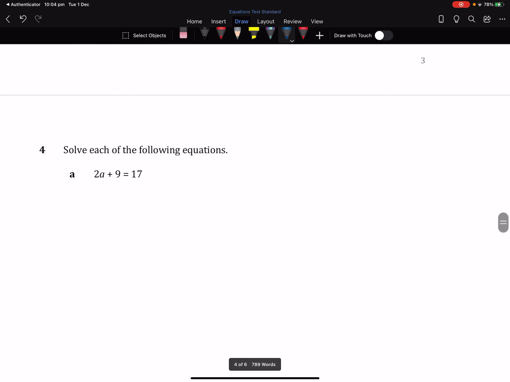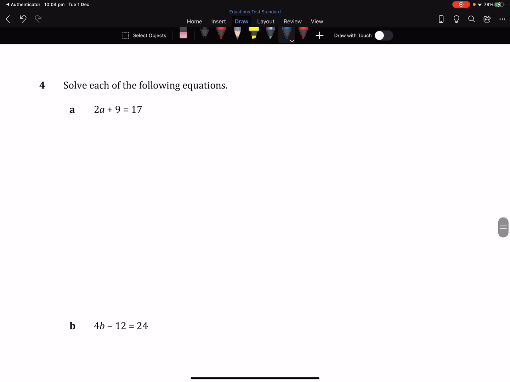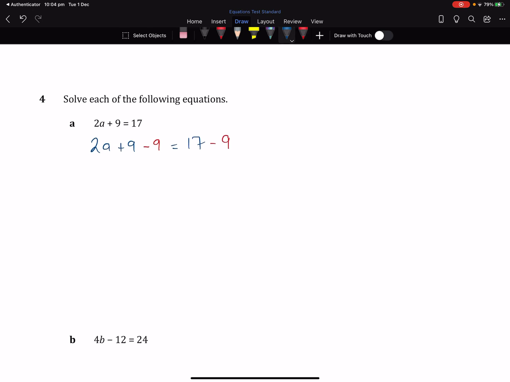Let's move on to question 4, solving each of the following equations. We can already see that these are going to be two-step because we have a multiplication and also an addition of a constant number. So we know these are going to be that little bit longer. So again, 2a plus 9 equals 17. We're going to undo the plus 9 first. So 2a plus 9, and then we're going to be minus 9 to undo that, is going to be equal to 17 minus 9. So of course those plus and minus 9s cancel each other out. So we end up with 2a being equal to 17 minus 9, of course, is 8.